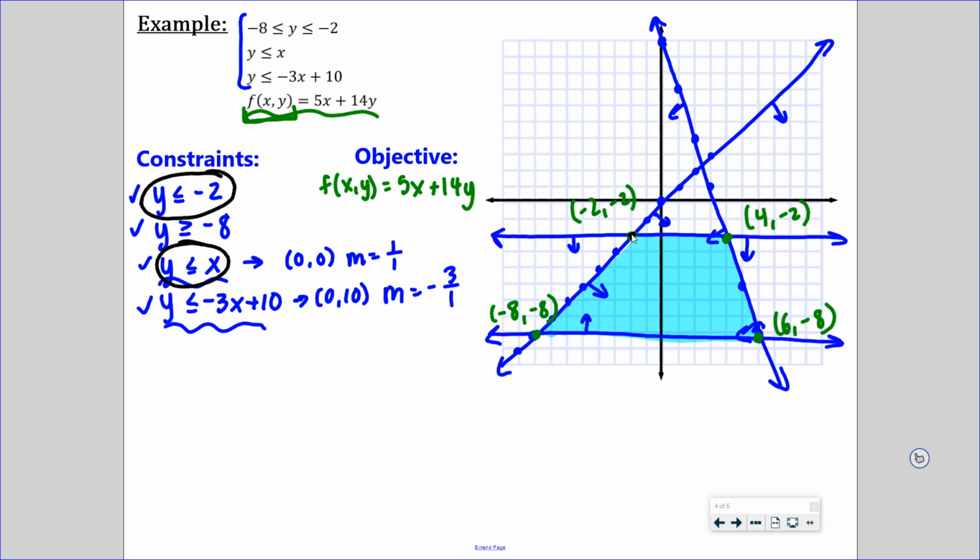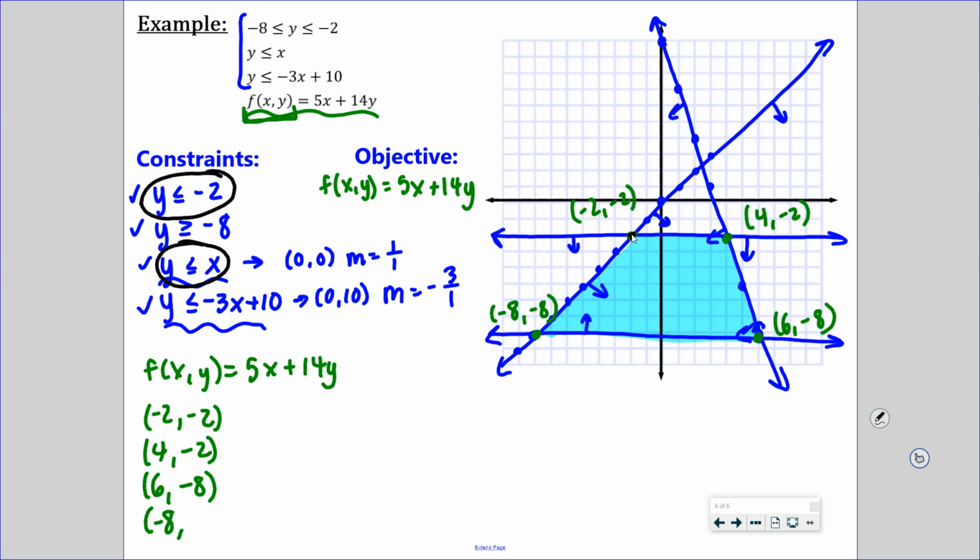So now I'm going to take my objective equation and plug in all of those vertices into it. We've got the points, and it doesn't matter what order you list them: (-2, -2) was one of the vertices, (4, -2), (6, -8), and (-8, -8). Obviously x comes first, then y. So I'm going to plug these all into this objective equation, which is 5x plus 14y.